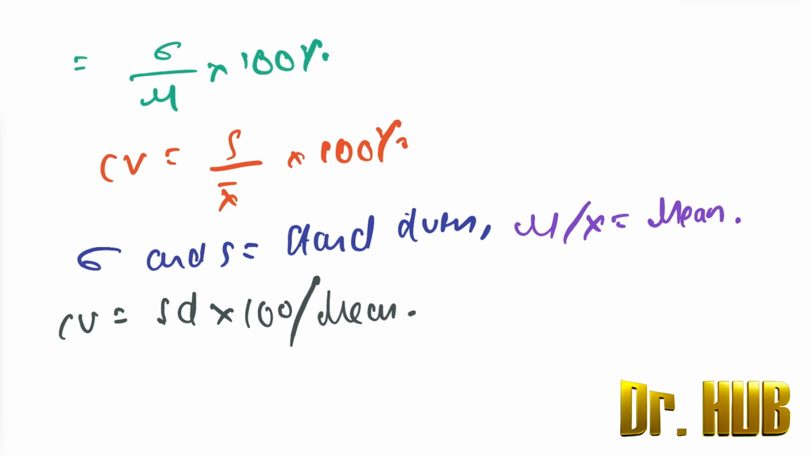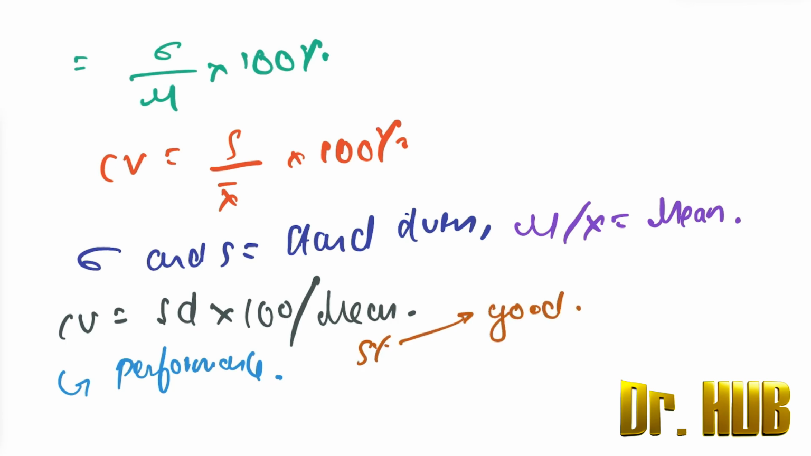CV usually gives the performance of a test or a method. A CV of 5% usually gives a general idea that the method is good in its performance. But a CV of more than 10% gives an idea that the method is not very good. So if it is greater than 10%, it means it is not good.